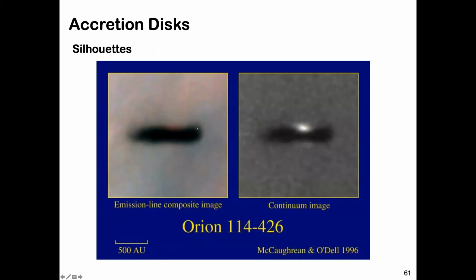Here is an example of disks in Orion. This is seen in silhouette. These are silhouette disks, and you can see the dust absorption. This is actually a line composite image where you see some scattered, reddish light from the young star in the center. So it's getting red by the same effect as our sun getting red when it's setting. I found this image very nice because it is reminiscent of what's going on sometimes in relatively cloudy sunsets.